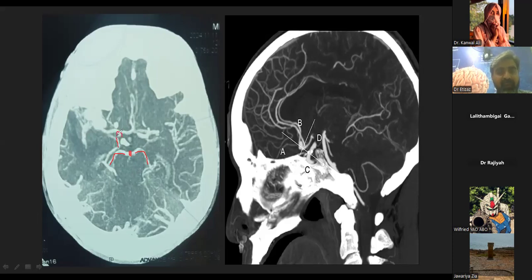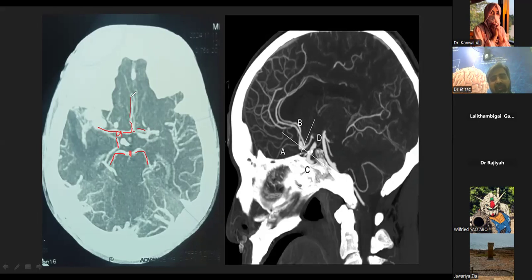Yes, what about it? That's the ICA. ICA, excellent. This is MCA. This is the anterior cerebral artery, the A1 portion of the ACA. A1. This will be here, the ACOM. And then A2, then further segments of the anterior circulation.